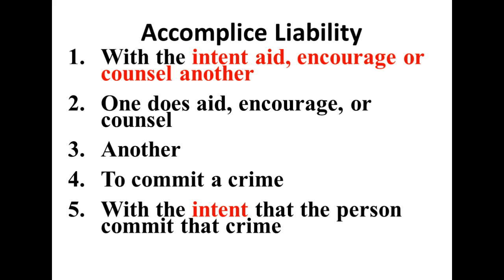So here we have the second intent coming forward. There has to be an intent to aid and an intent that the person commit the crime. Making accomplice liability, in essence, a specific intent crime, because there has to be the intent to aid, which is the conduct of accomplice liability, and there has to be the intent that the person commit the crime. Now, let's explore this.